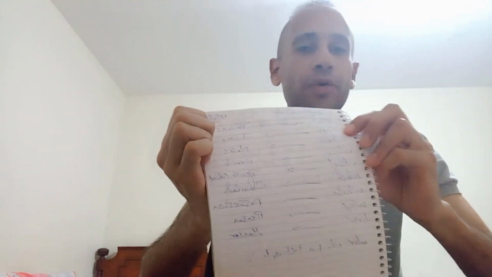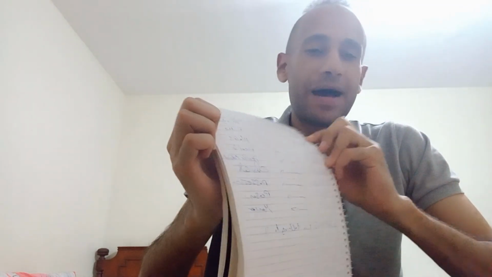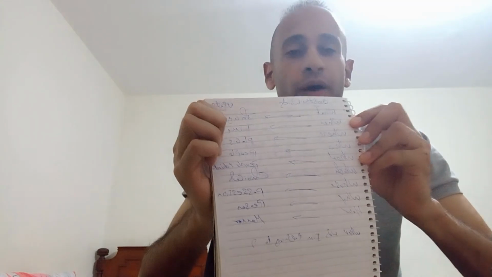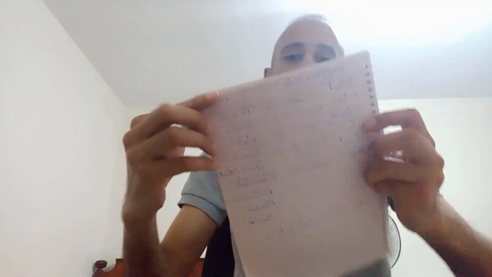Number 2, we have when. When is used to ask about time. When did you come yesterday? When did you go to school? I went to school at 7 a.m. So here I'm asking for time. Okay, the third one, where.